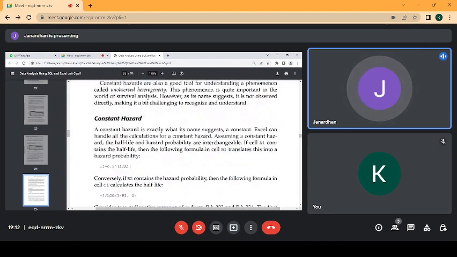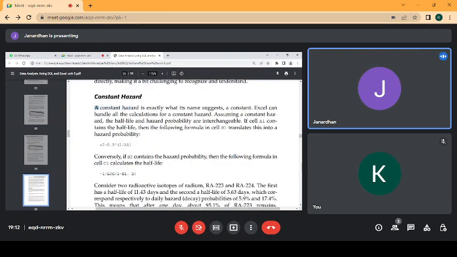Next, the constant hazard. A constant hazard is exactly what its name suggests, a constant. Excel can handle all the calculations for a constant hazard. Next, assuming a constant hazard, the half-life and hazard probability are interchangeable.